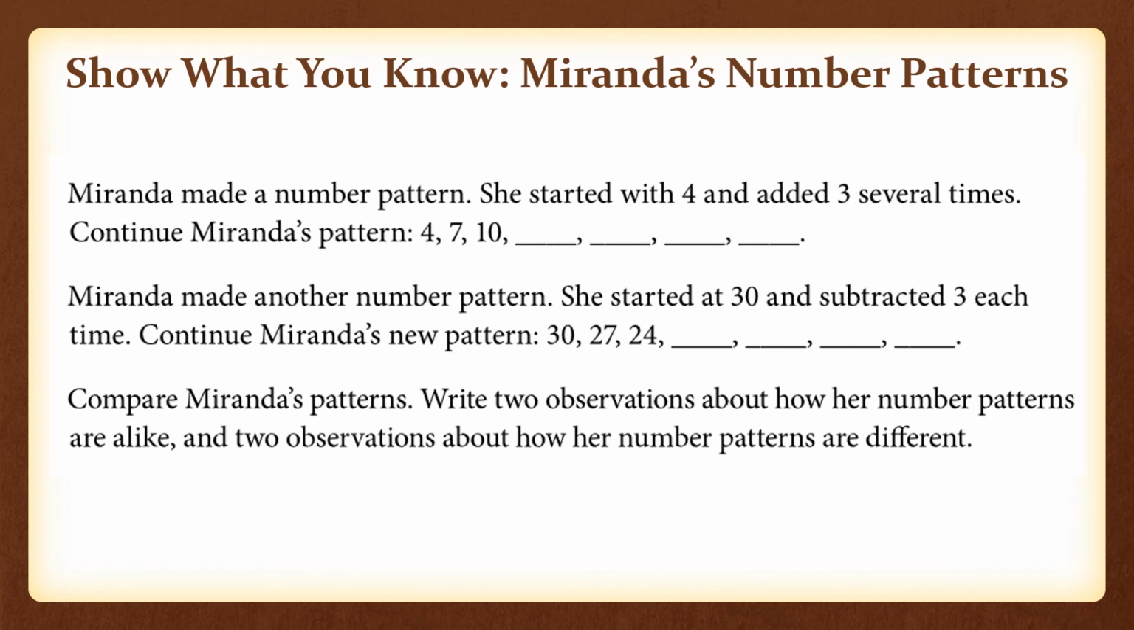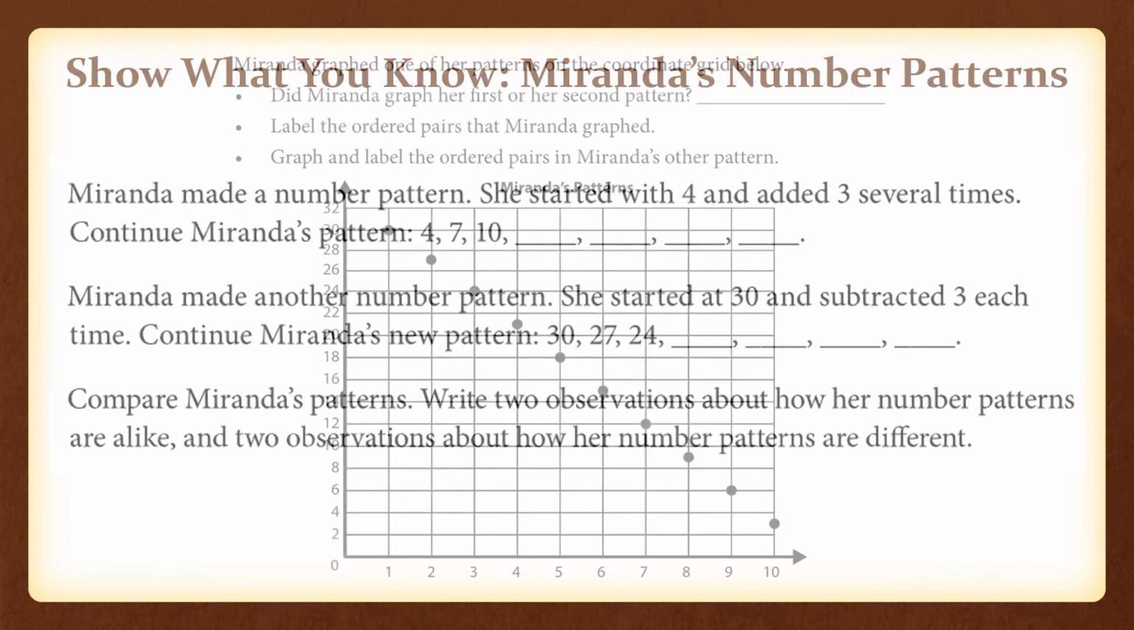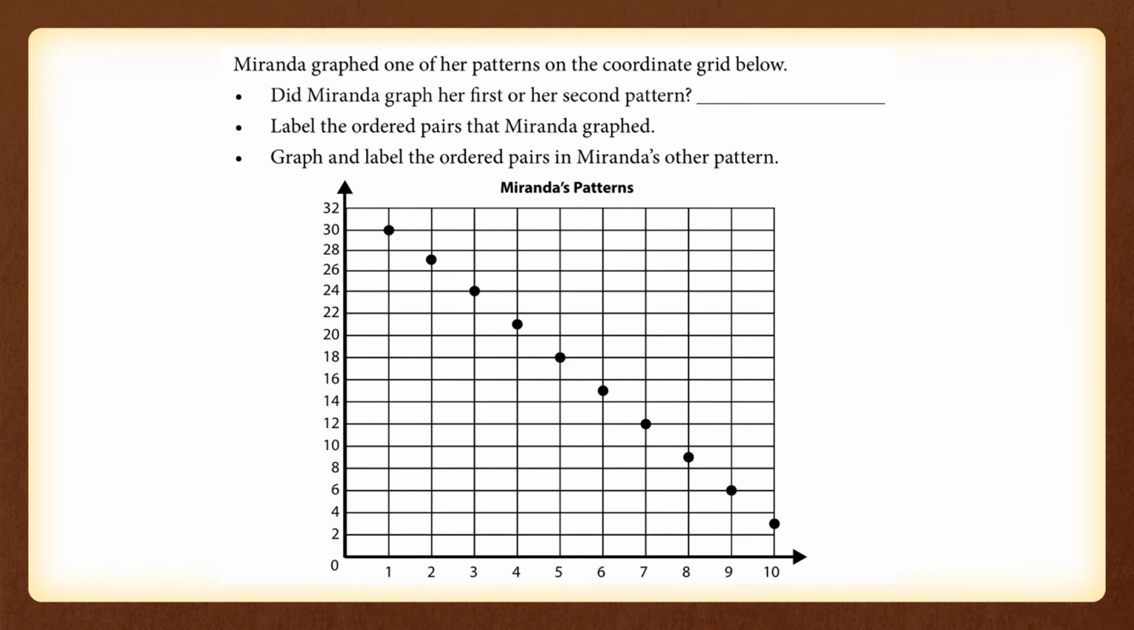Compare Miranda's patterns. Write 2 observations about how your number patterns are alike and 2 observations about how her number patterns are different. You will want to use your notes from the previous slide to help you with this one. Miranda graphed one of her patterns on the coordinate grid below. Did Miranda graph her first or her second pattern? Label the ordered pairs that Miranda graphed. Then graph and label the ordered pairs in Miranda's other pattern.